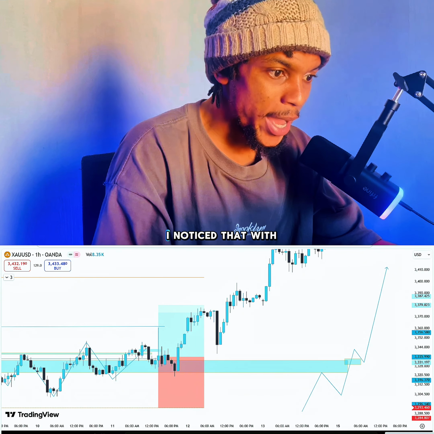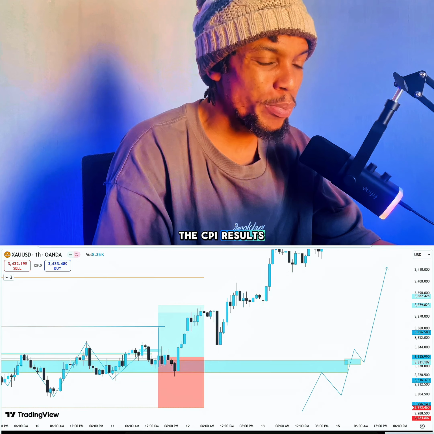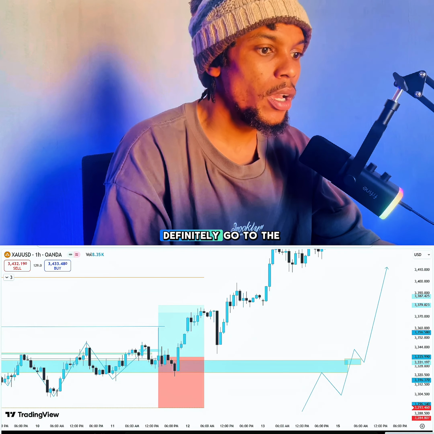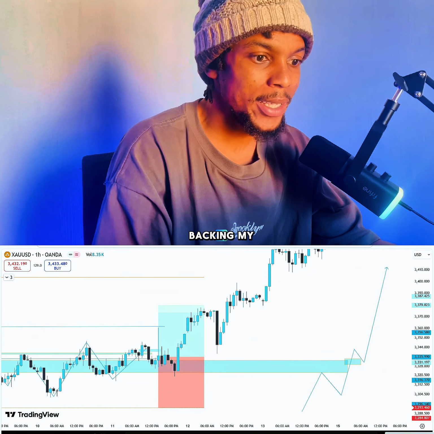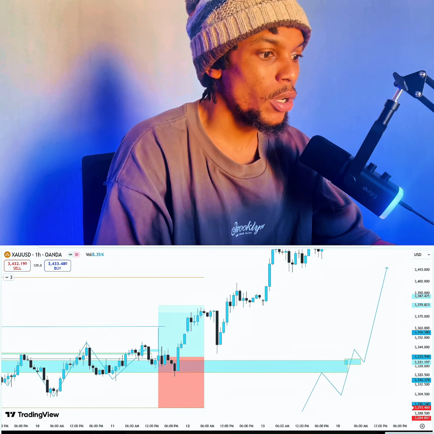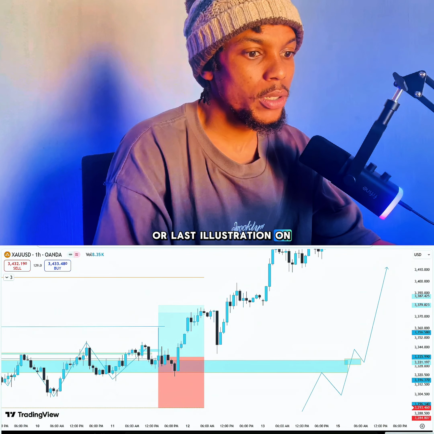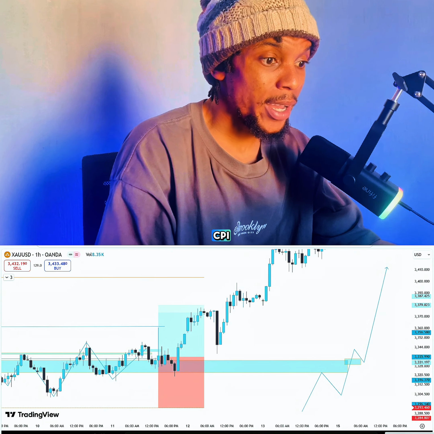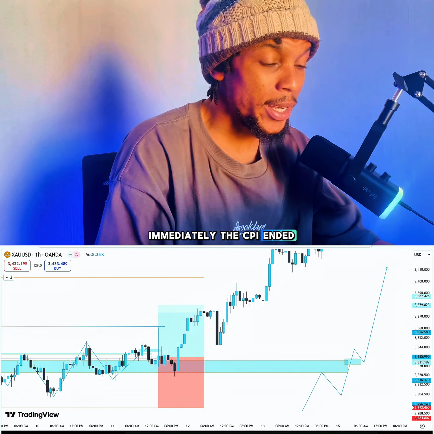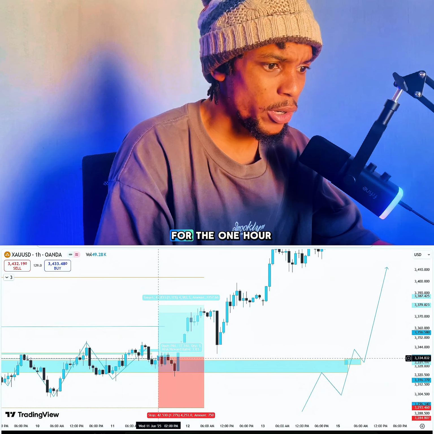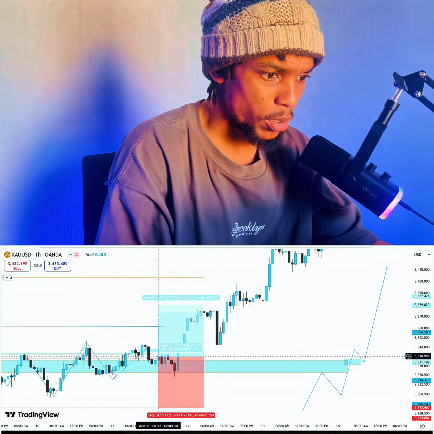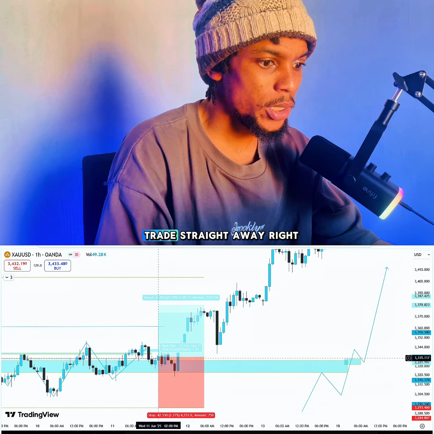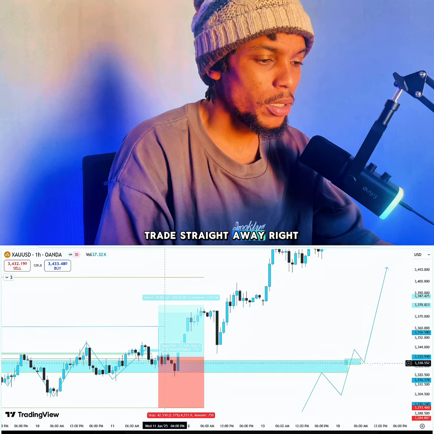So after the CPI, I noticed that with the CPI results, price is definitely going to go to the upside, backing my last prediction or last illustration on this particular trade, right? So after the CPI ended, I waited for the 1 hour candle to close, and I entered this trade straight away, right?